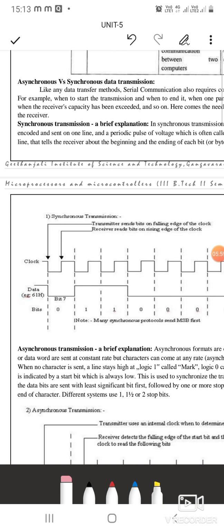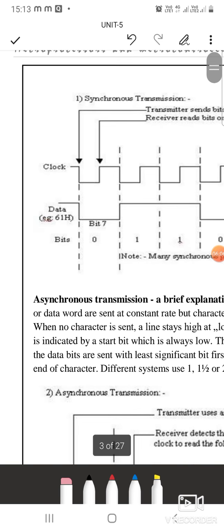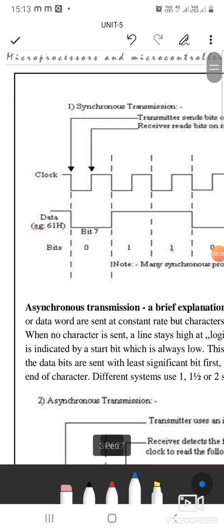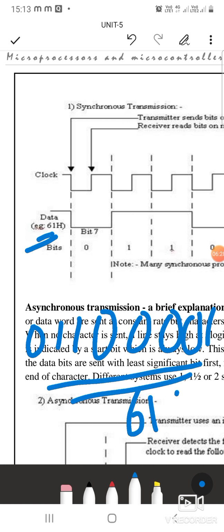How that is done, you can look into the basic diagram shown here. You are transmitting some data known as 61H, that is a hexadecimal number. You need to represent that hexadecimal number in binary. When you represent that in binary, the 6 value is 0110, and the 1 value is 0001. So these are the 8 bits, the value for 61H hexadecimal.